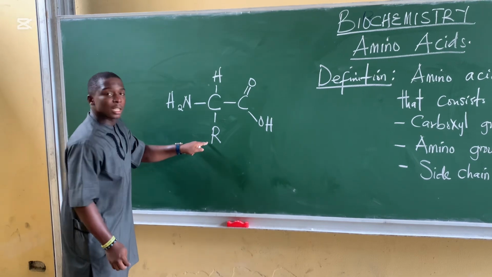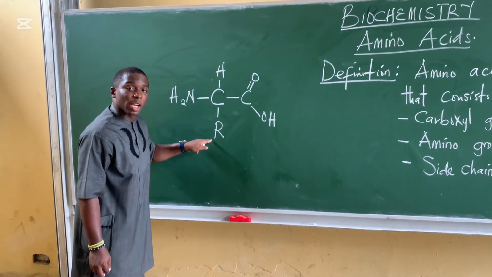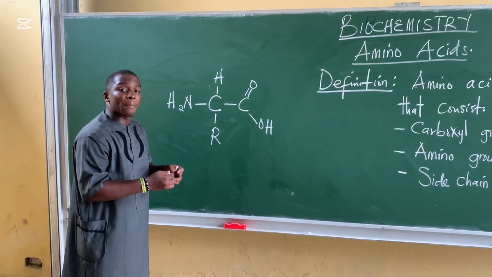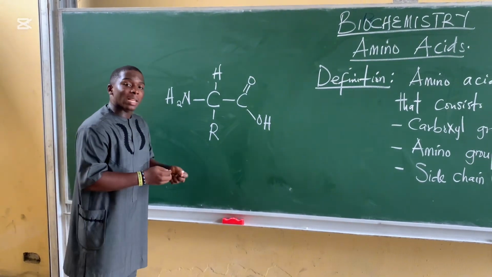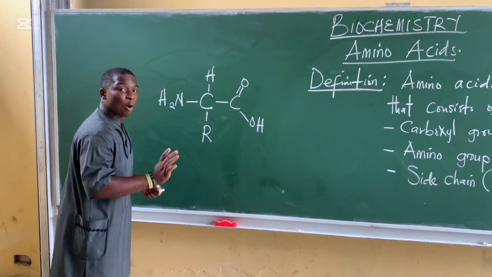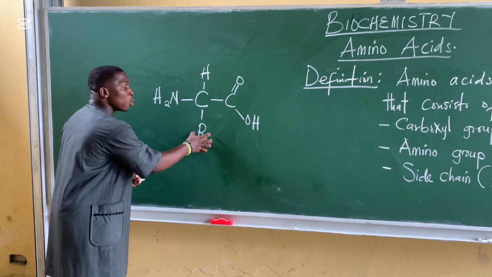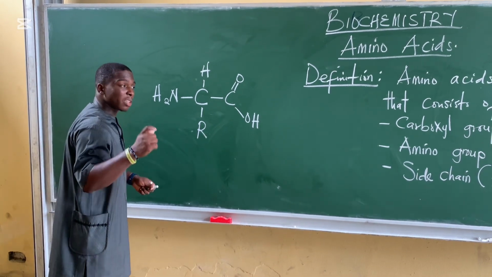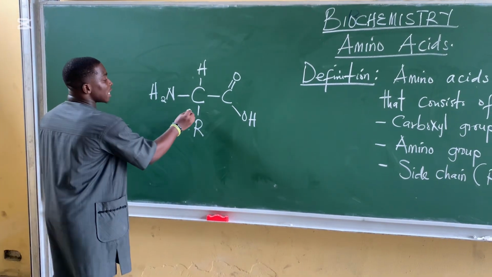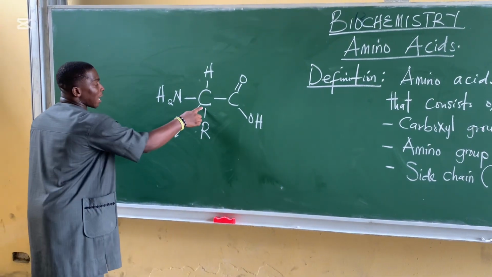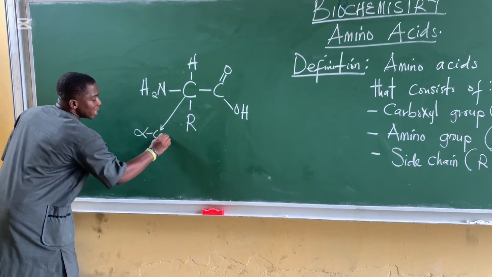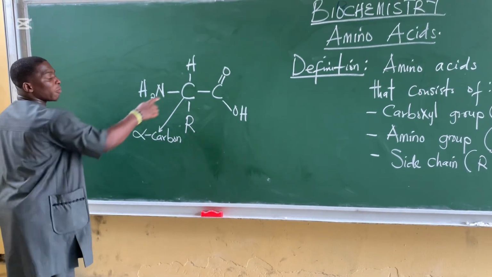The composition of this side chain in all amino acids tells the type of amino acid it is, whether essential or non-essential. Amino acids differ from each other by the composition of the side chain. That's a very important point to take note of. This central carbon is called the alpha carbon.